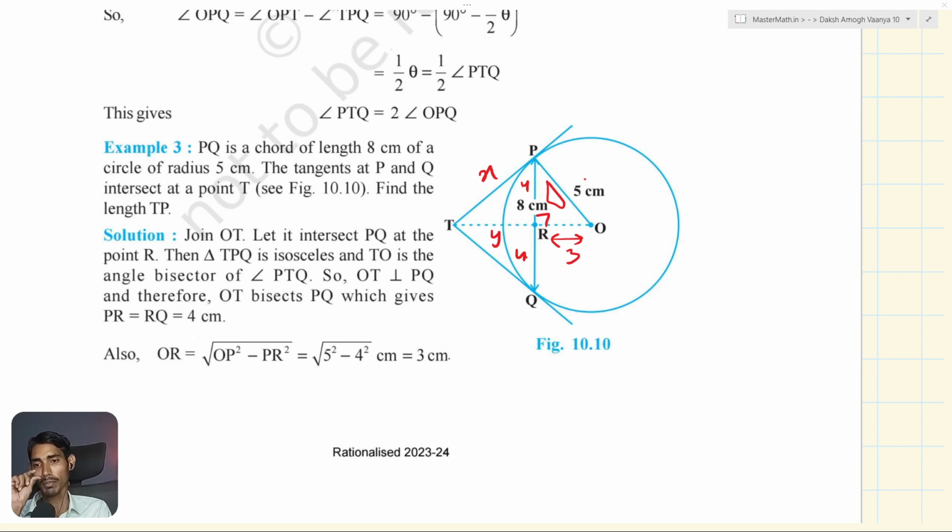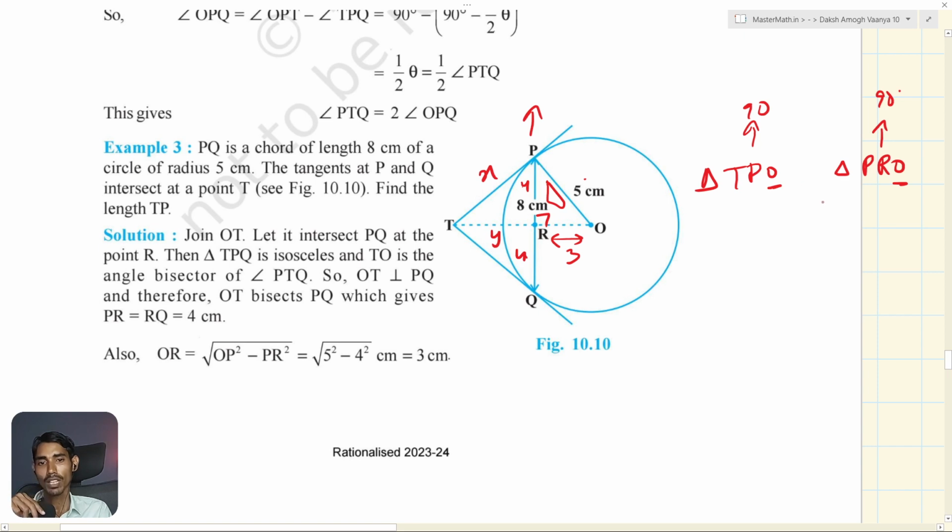See, what is happening here is we have triangle TPO. This P is 90 degree. And here we have triangle PRO, R is 90 degree. And O is the same angle, a common angle. So that means these two are similar triangles.